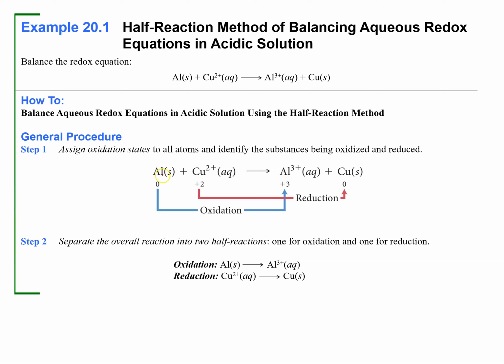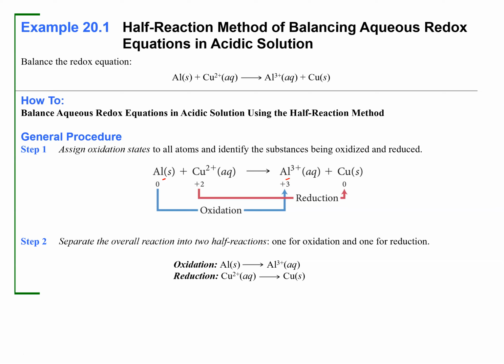Well, solid aluminum is going to be neutral, and aluminum cations are going to have a +3 charge. So right out the gate, we know that's going to be oxidized, because oxidation is loss, and that aluminum is losing electrons going from the reactant side to the product side. Conversely, we have our copper cation, +2 per copper, going to solid copper, which is neutral, so it's 0 charge, and it's going to be gaining electrons. So that's going to be reduction, because reduction is gain of electrons.